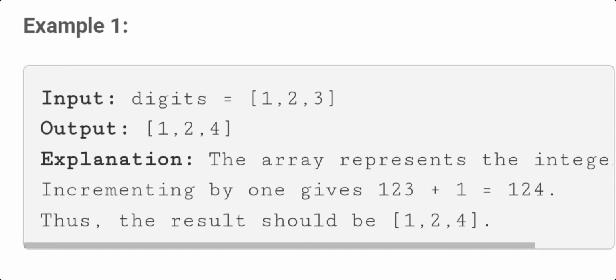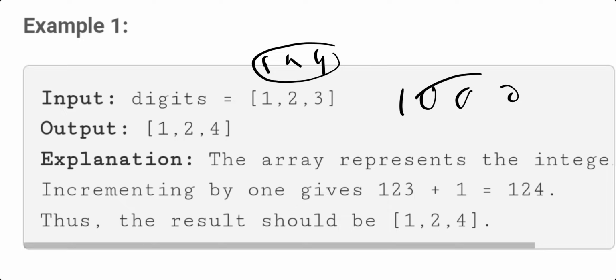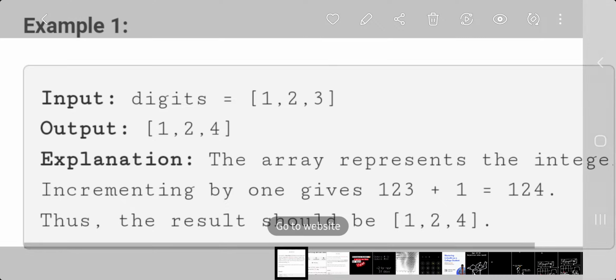And another case is that if you have 999, at that time the answer I should get is 1000. So all these places where the value is 9 should become 0. After that the array should increase by one size and we add 1 to the starting element. So these are the three cases which I have depicted here.